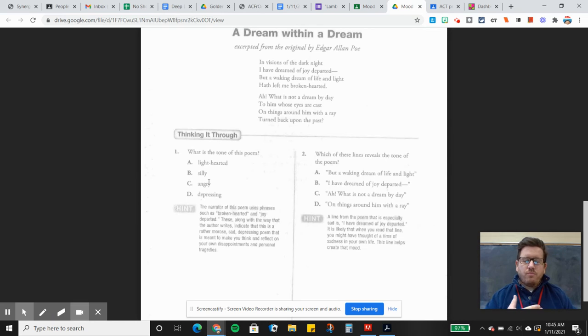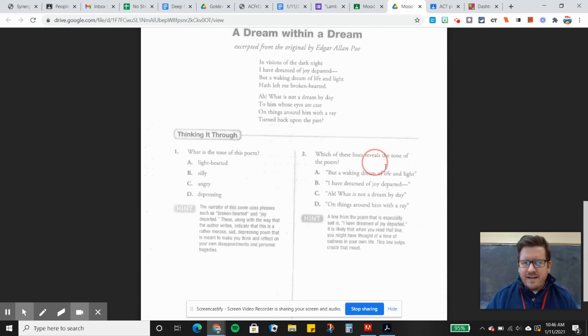So when you read poems and when you read stories and we're talking about tone, you don't want to think about how someone might feel. You want to make sure that you're paying close attention to the actual word choice of the author. And in that case, we get depressing.